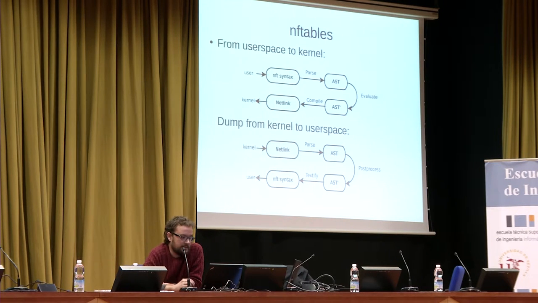So what is NFT doing as a compiler? From user space, it is parsing the NFT syntax. It's generating the abstract syntax tree, and then there is an evaluation step just to validate and make sure that all the information in that abstract representation is correct. Otherwise, we bail out to user space in case there is something inconsistent. After the evaluation, we get that decorated abstract syntax tree, and then we compile it. Basically, we generate the bytecode in netlink format, and then we send it to kernel space.